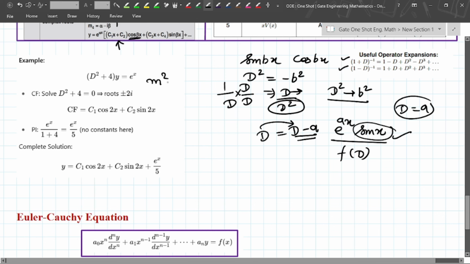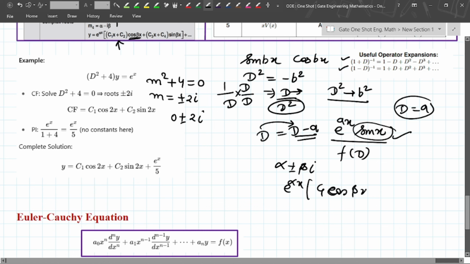It is nothing but m square plus 4 is equal to 0. Then the roots are plus minus 2 iota, which means 0 plus minus 2 iota. So for alpha plus minus beta iota, the solution is e to the power alpha x times (c1 cos of beta x plus c2 sine of beta x). But here alpha is 0, which means e to the power 0 is 1. So I can just write c1 cos of 2x, where 2 is beta, and c2 sine of 2x.